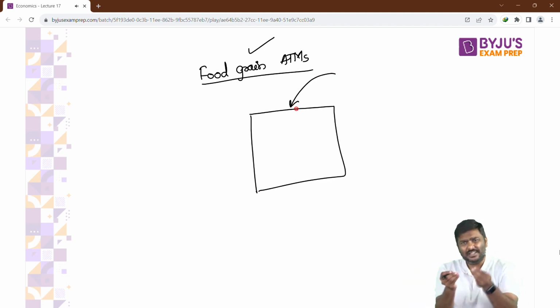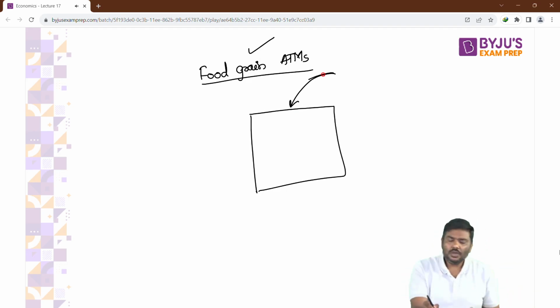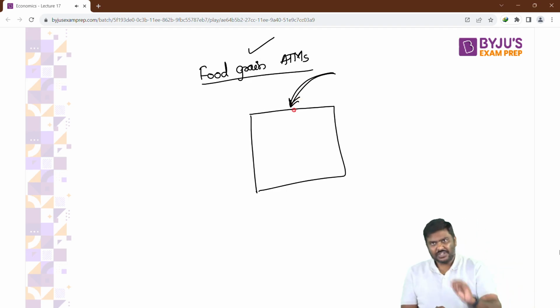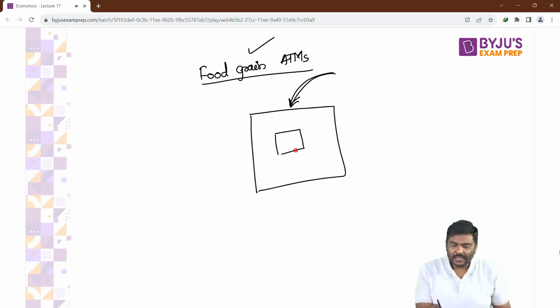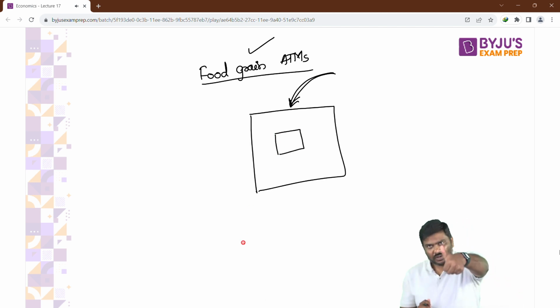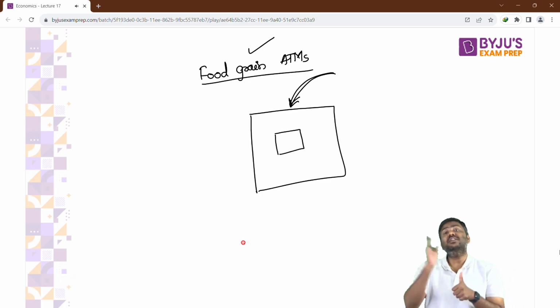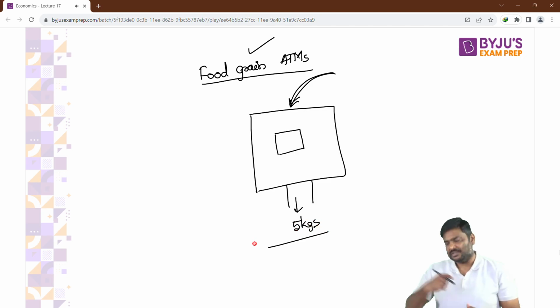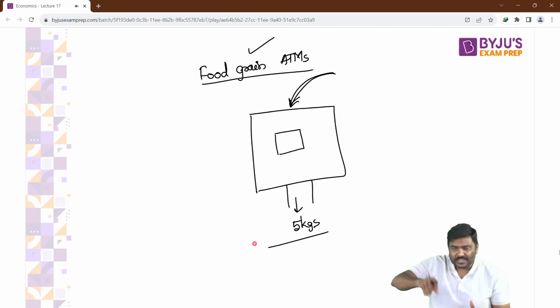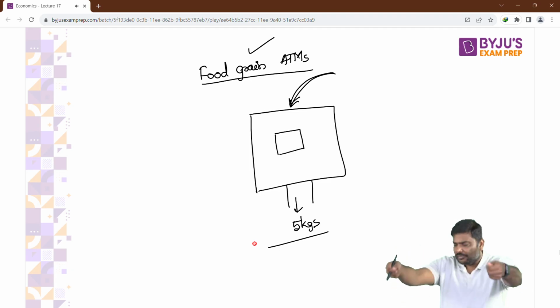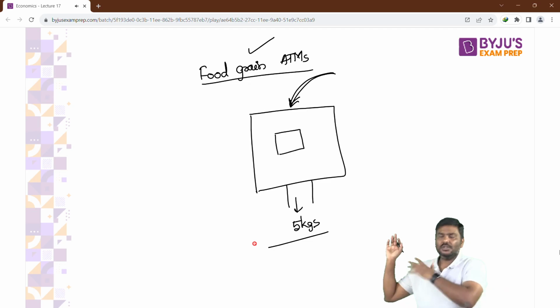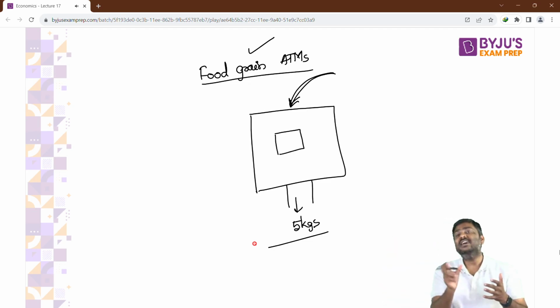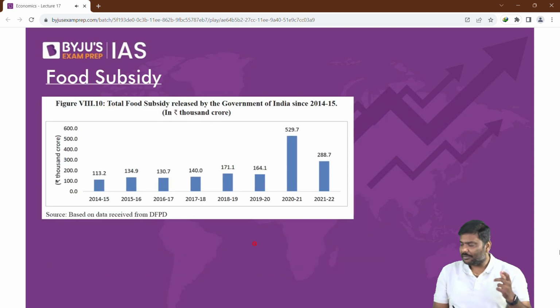In food grain ATM, what happens? There is a machine. Food grains are filled in the machine, just like the money ATM. So food grains are already there. If you are a beneficiary, you will have to go. There is a panel. Enter your Aadhaar number. Authenticate your fingerprint. There is a scanner. Now automatically the machine will come to know that you are a beneficiary, and from the bottom, there's an opening here. 5 kgs of food grains will be dispensed. 5 kgs of food grains will be released from the machine. So you take a bag, fill the bag with 5 kgs and go home.